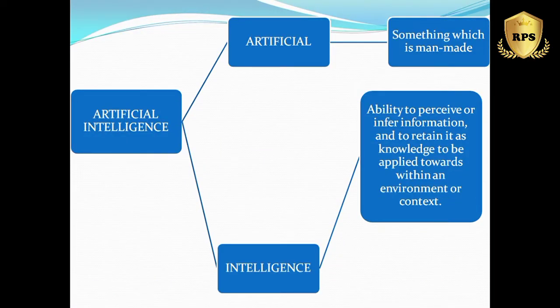So nowadays we broadly hear about artificial intelligence. This word is made up of two words, artificial and intelligence. Both combined create the word artificial intelligence. So, artificial means something which is man-made, and intelligence means the ability to perceive or infer information and to retain it as knowledge to be applied toward an environment or context.